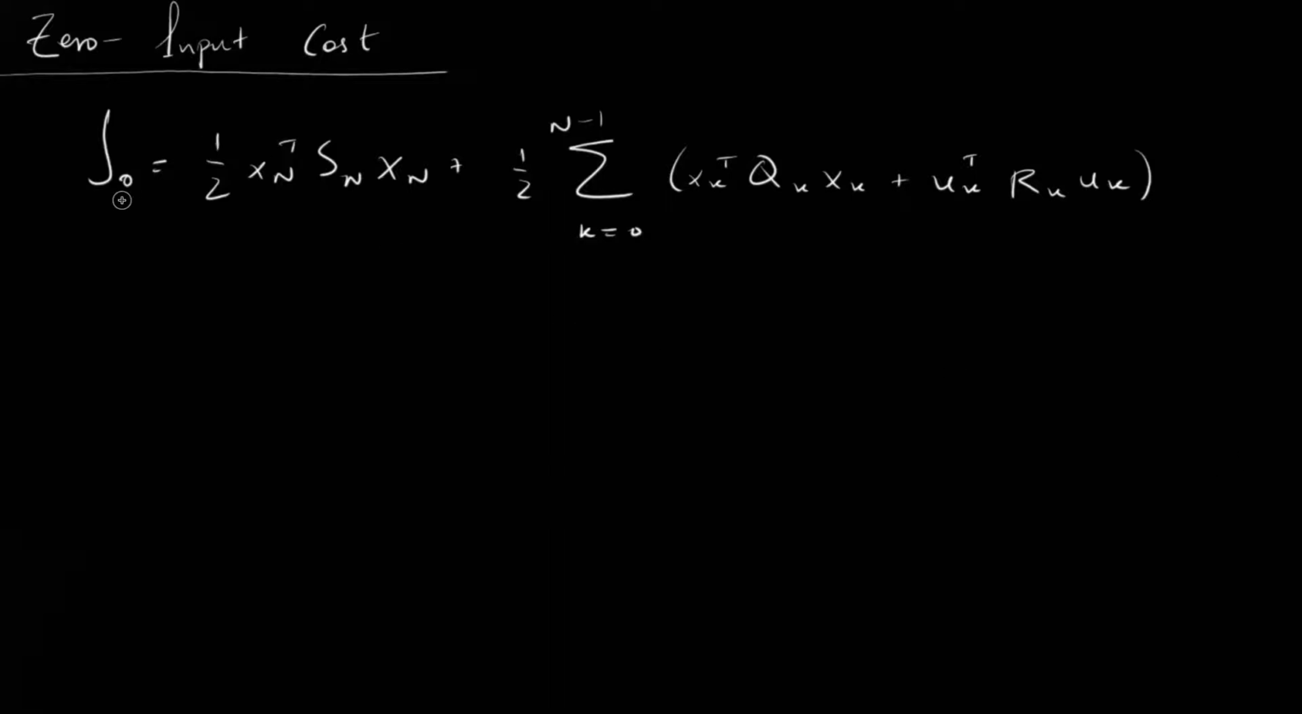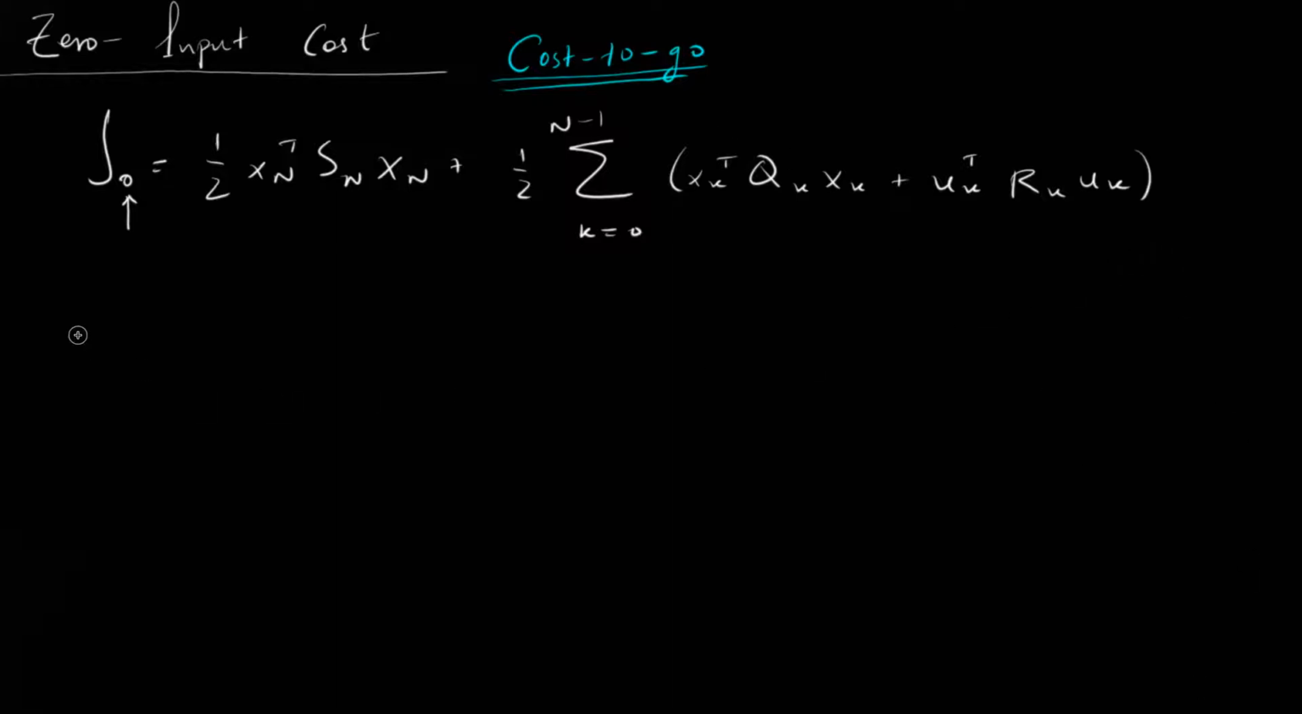And note that I put a little subscript 0 here. And I didn't do this because I'm a fancy guy. I did this because it's very important. Because in this zero input cost, we want to calculate what is known as the cost to go. So let me write that here. Cost to go. And this is a pretty important concept that I want to introduce.